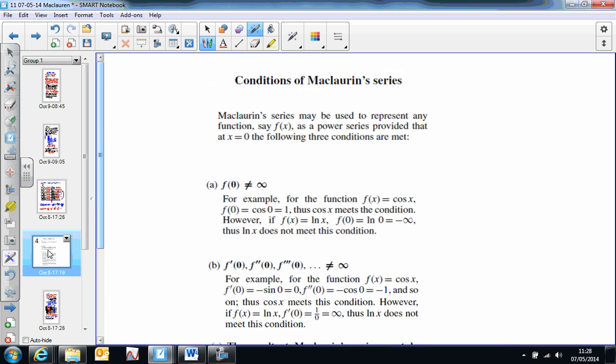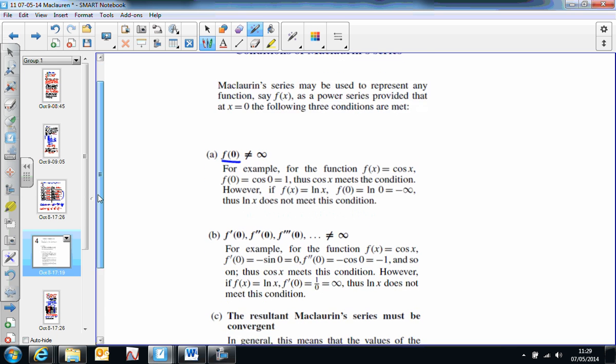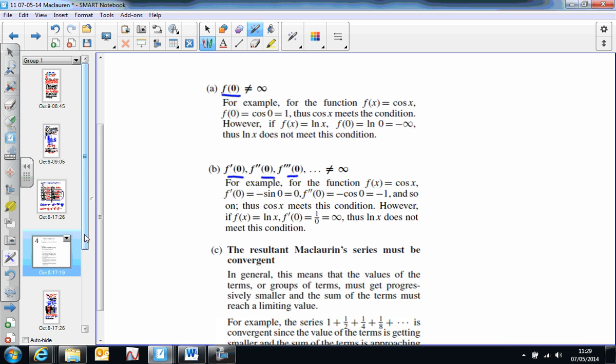But before we do that, here are some conditions of the Maclaurin series. It only works if we can find out what the value of the function is at 0. In other words, it's not infinite. If we try and work out the value of the function when x is 0, and it turns out to be an infinite number, then we're stuck. We can't use power series. So many functions can be expressed as power series, but not all. And these are the conditions. The value of the function cannot be infinite at 0. The value of the first, second, third, or any differential cannot be infinite.